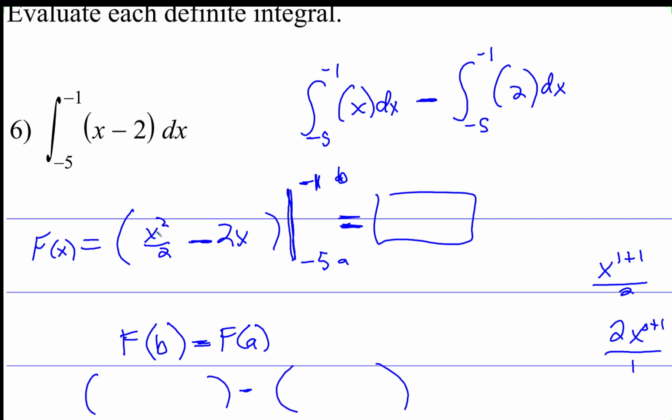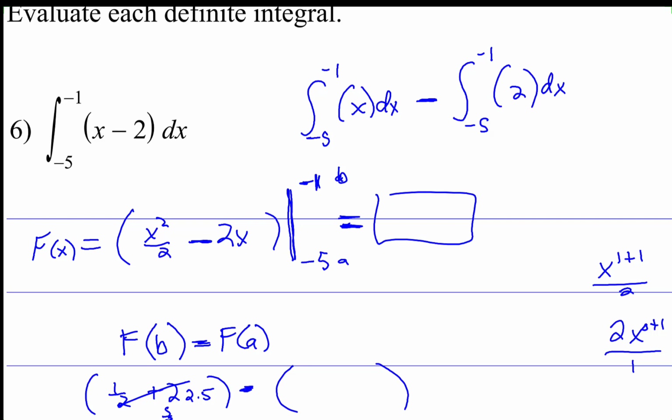So negative 1 squared is 1, so that's 1/2. Negative 2 times negative 1 is positive 2. So 1/2 plus 2 is 2.5, or you could put 5/2. And I'll probably want the fractional version and the decimal version.